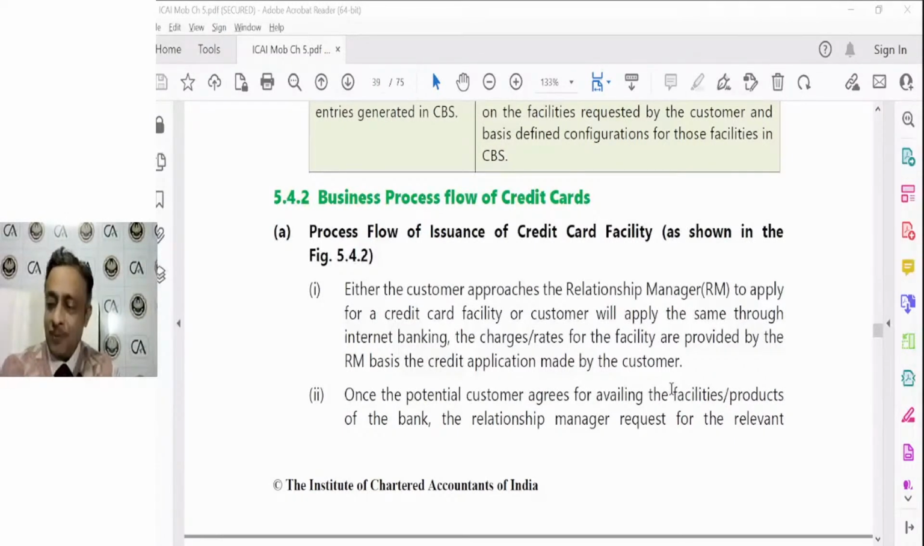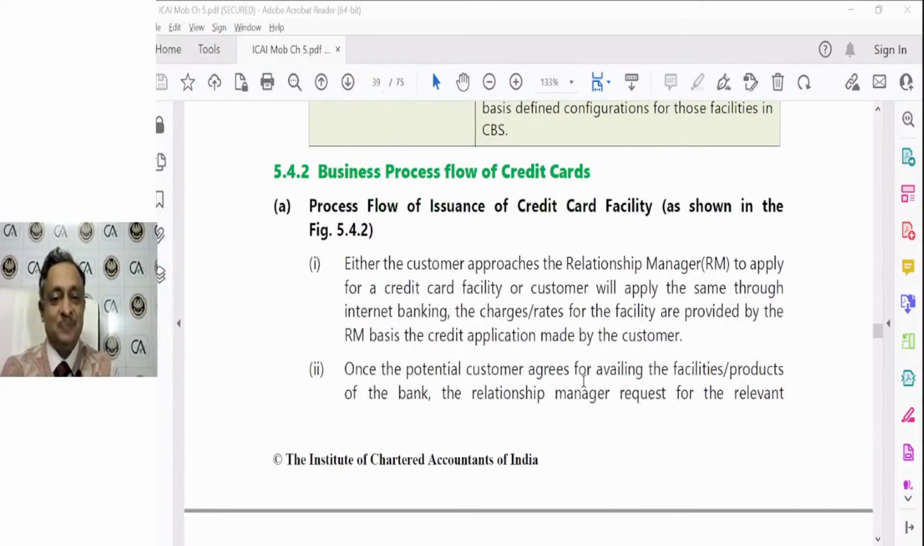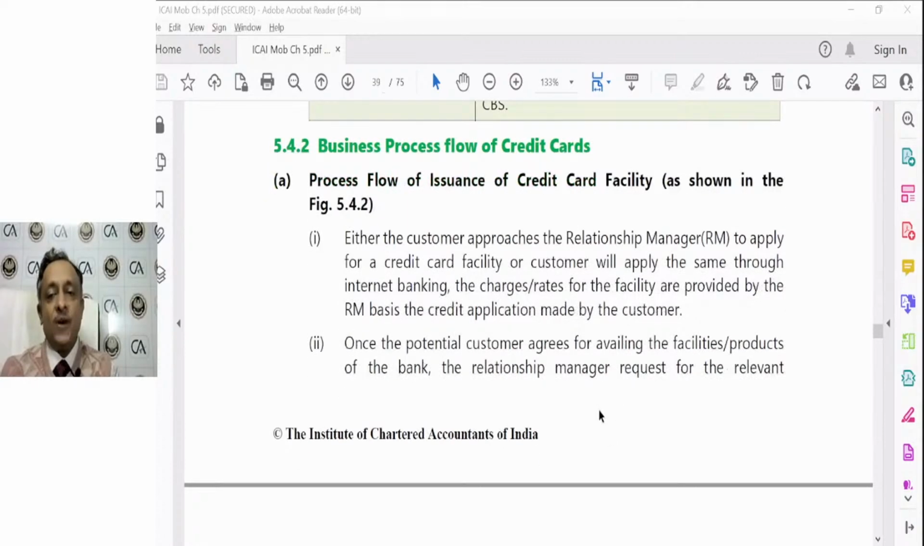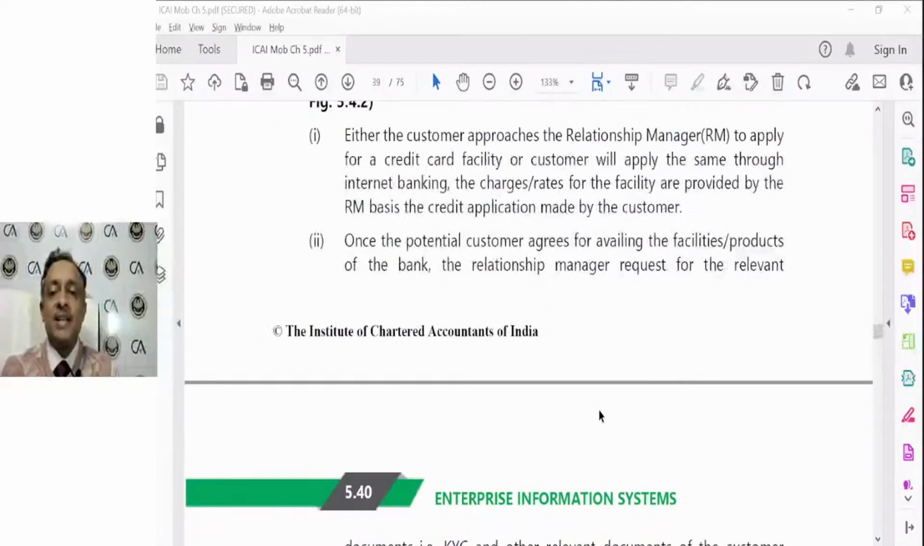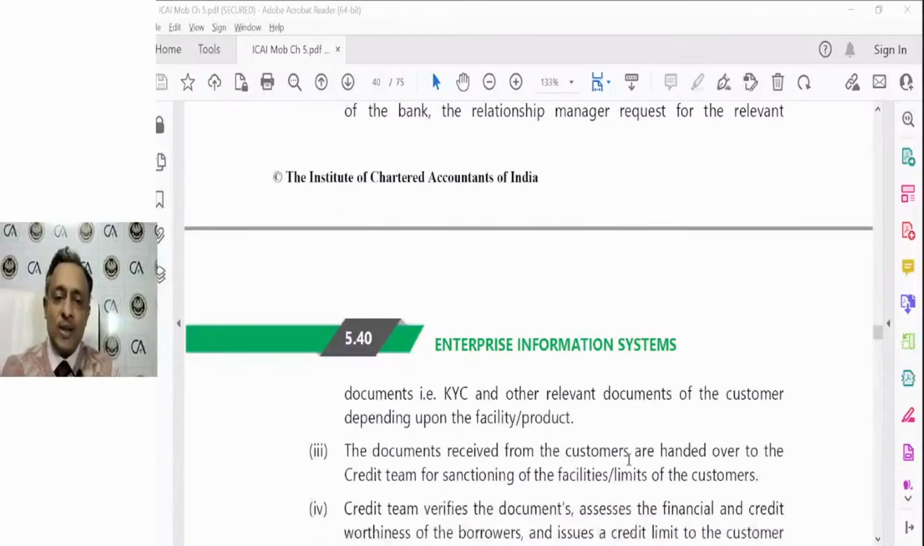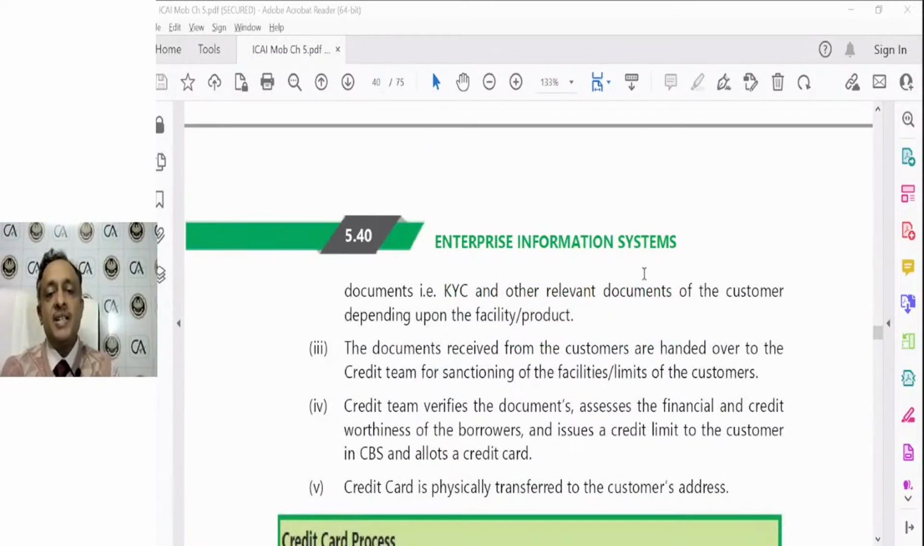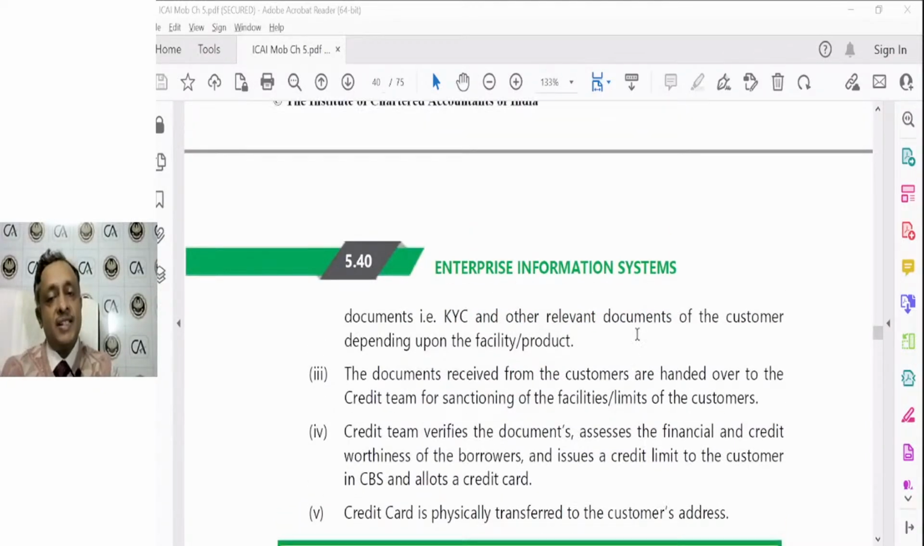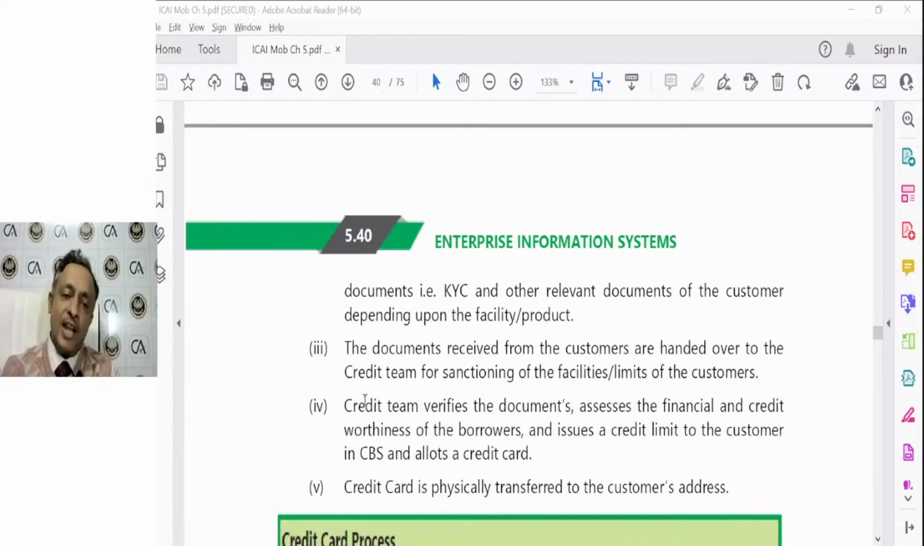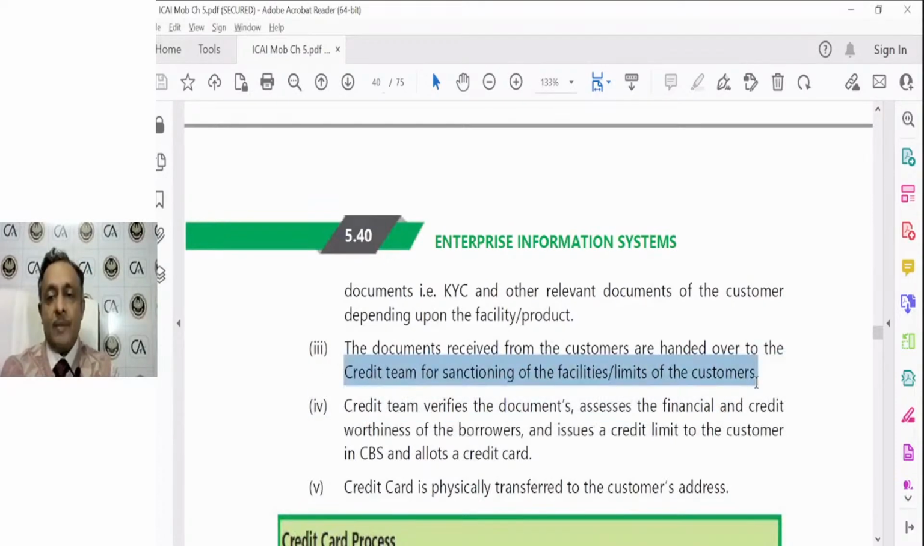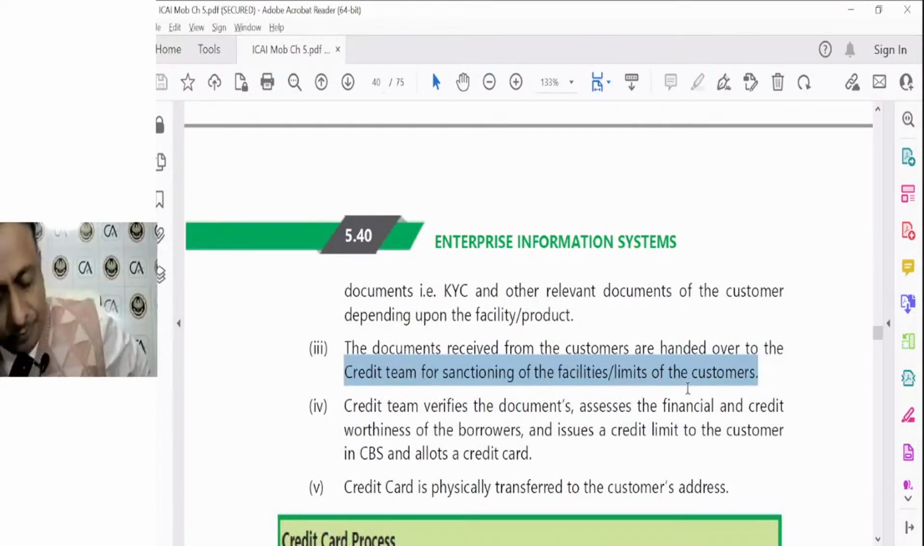So first is the approach. Second, once the customer agrees to avail it, the relationship manager requests the relevant documents. So KYC, like someone said, you have to give KYC documents. The documents received from the customer are handed over to the credit team for sanctioning of the facilities and limits. Now, here that idea about limits works perfectly because, okay, let me ask this question.